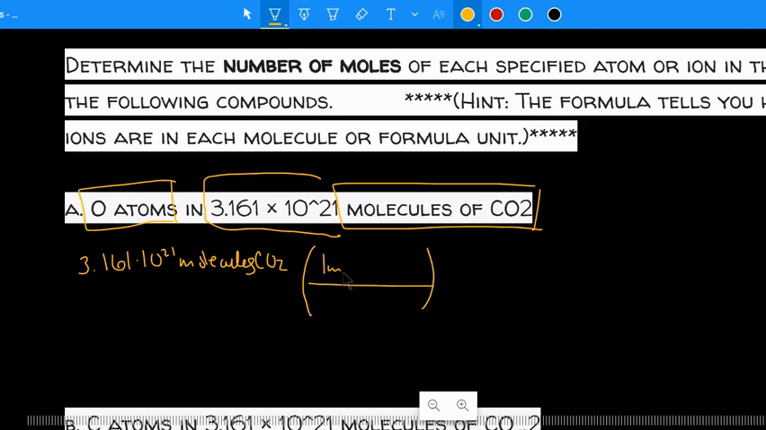And I know if I have 1 mole of CO2, I'm going to have 6.022 times 10 to the 23rd molecules of carbon dioxide. Notice why naming well is important at this point. Okay, I'm not where I need to be. I'm into moles of carbon dioxide.